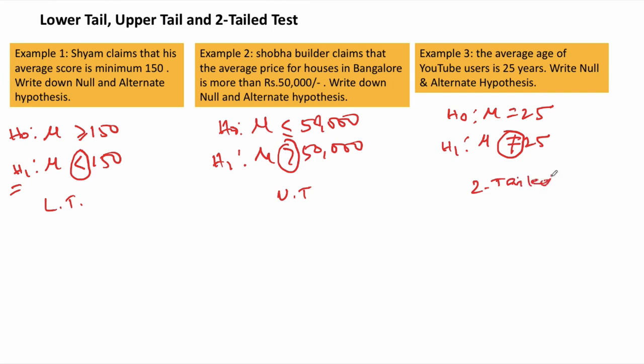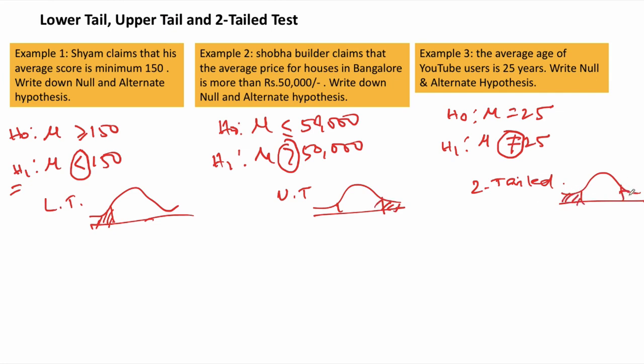Is it clear? So that means it will be like this. In this case lower tail test has the rejection region on this side, upper tail test has the rejection region on this side, and two tail test is nothing but rejection regions on both the sides. Is it clear? So this is the very simple concept about the lower tail test, upper tail test and the two tail test. Hope you have understood very clearly.